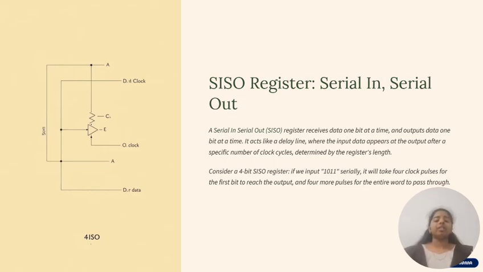Let's discuss the SISO register, serial in, serial out. A serial-in serial-out SISO register receives data one bit at a time and outputs data one bit at a time. It acts as a delay line where the input data appears at the output after a specific number of clock cycles determined by the register length. Consider a 4-bit SISO register. If we input 1011 serially, it will take four clock pulses for the first bit to reach the output and four more pulses for the entire word to pass through.